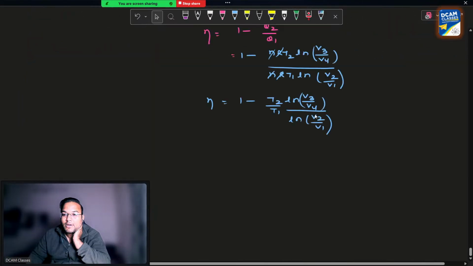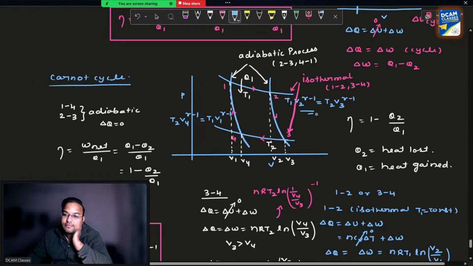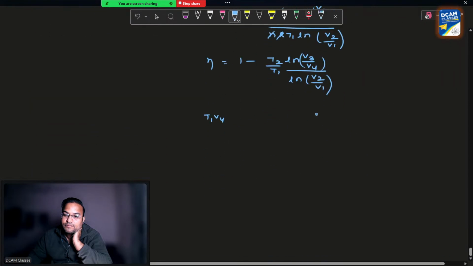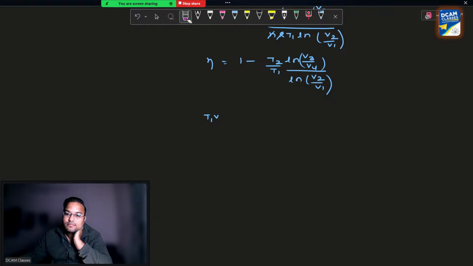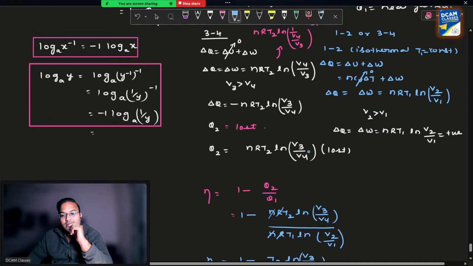I'll write it here, bottom. We have T1 V2 power gamma minus 1 is equal to T2 V3 power gamma minus 1. Also, T2 V4 power gamma minus 1 is equal to T1 V1 power gamma minus 1. This is the only relation, no? Let me check again.